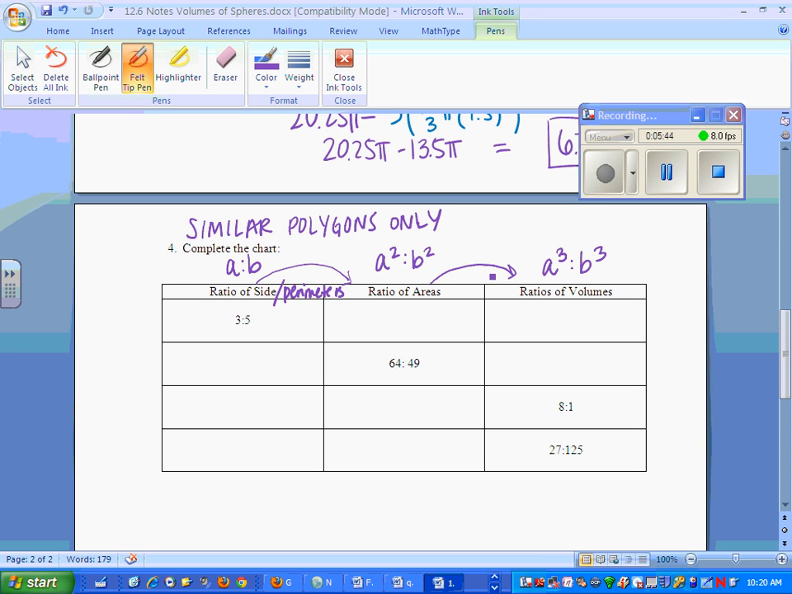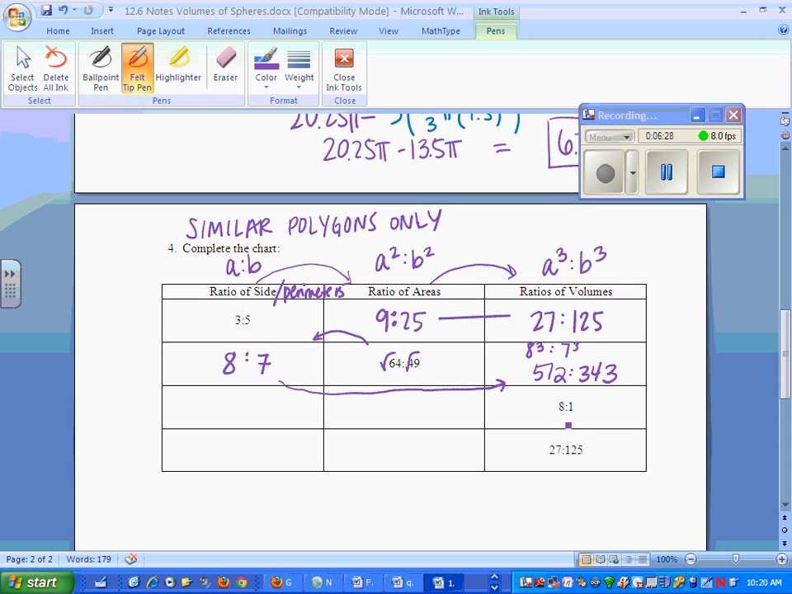So for the ratio of sides, if I square 3 and 5, I get 9 to 25. And if I cube 3, 3 cubed is 27. 5 cubed is 125. If I start here, I'm going to take the square root of both and go backwards. So 64 to 49, square root of 64 is 8, square root of 49 is 7. Now I have this one, so I'm going to go back here. I can't go from here to here. I have to go from sides to volumes. So 8 cubed to 7 cubed. 8 cubed is 512. 7 cubed is 343.